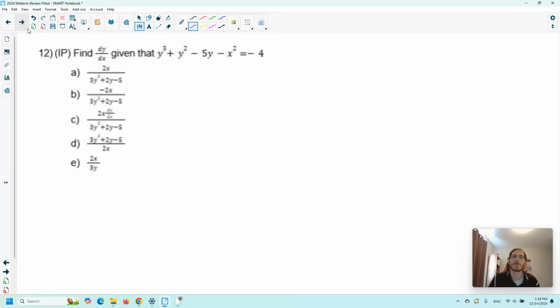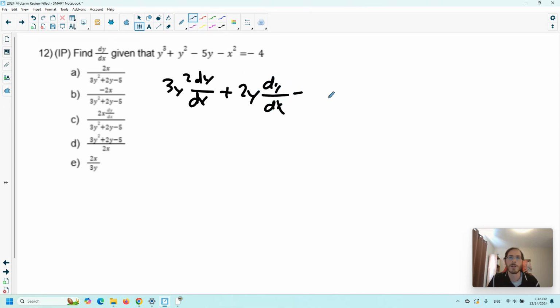All right. For 12, we got to find dy dx given our equation with some y's and x's. So this is an implicit question, so we'll just jump right into taking some derivatives. So the derivative of y to the third is 3y squared dy dx. Then the derivative of y squared is 2y dy dx. And then the derivative of minus 5y is minus 5 dy dx. And then the derivative of minus x squared is minus 2x. And then the derivative of negative 4 is 0, because negative 4 is just a number.